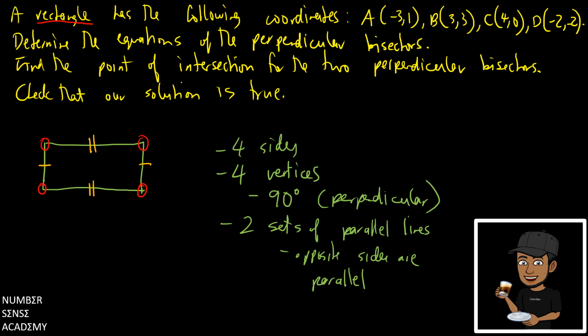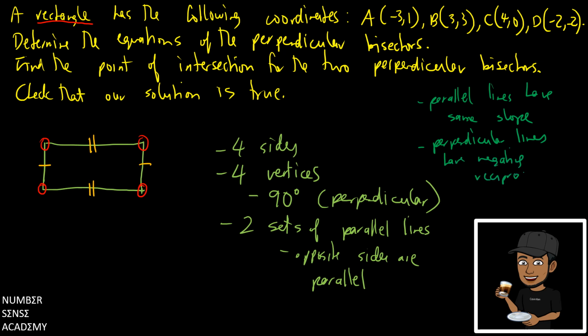Parallel lines have the same slope. So let me just jot that down somewhere. Parallel lines have same slope. Perpendicular lines have negative reciprocal slope.